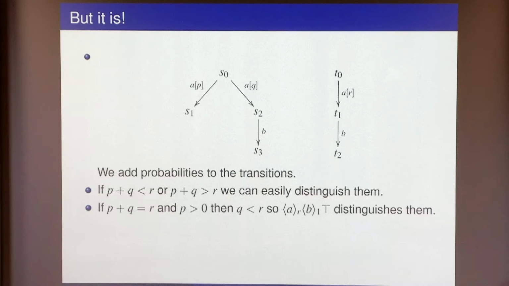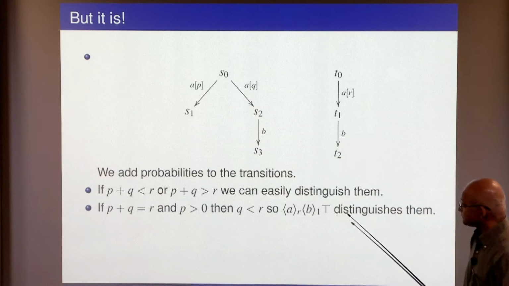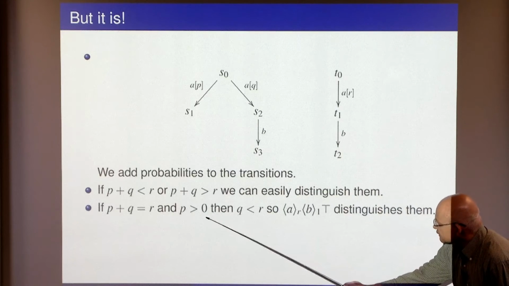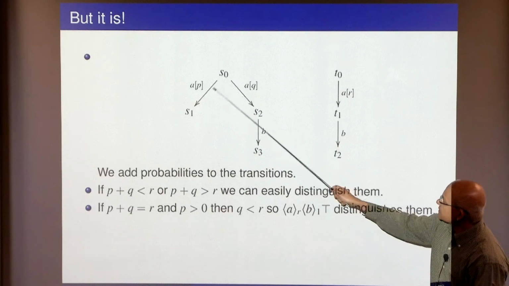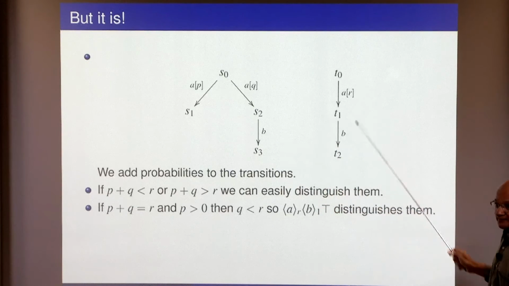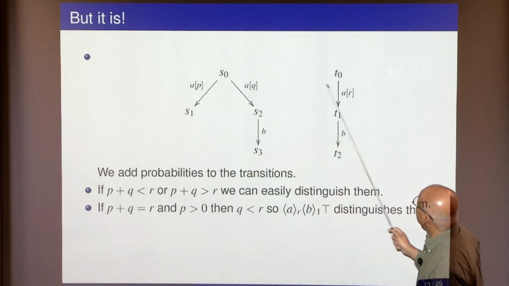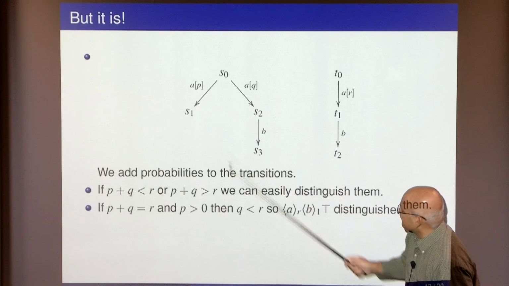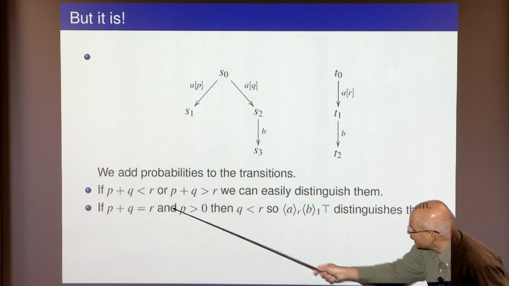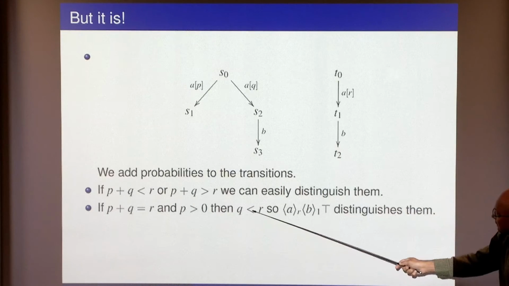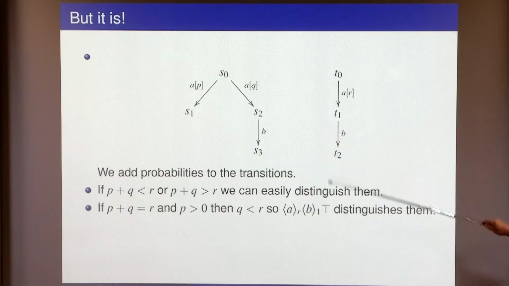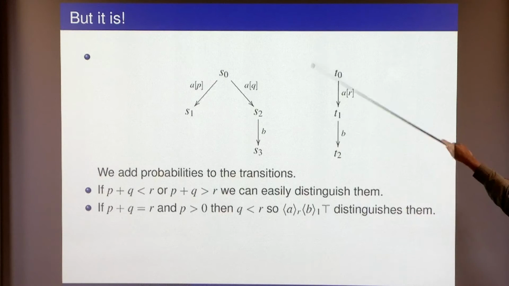Okay, suppose P plus Q exactly equals R, and suppose P is strictly greater than 0. Now, if P is in fact 0, then of course this is the same as that, and they should indeed be bisimilar. So if you're really saying they're not bisimilar, it's because P is strictly greater than 0. So if P plus Q is exactly equal to R and P is strictly greater than 0, then Q is strictly less than R. And so now I can find some rational number in between Q and R and distinguish them by seeing how they respond to a B.